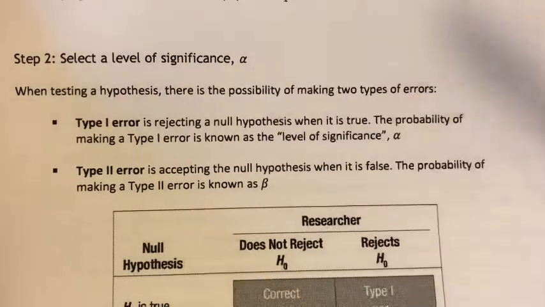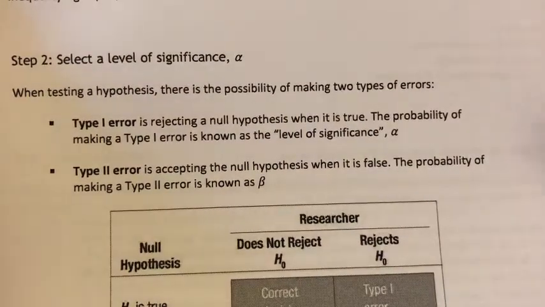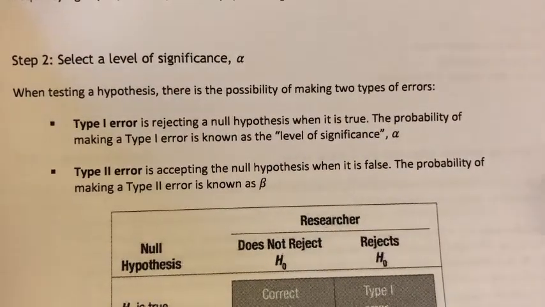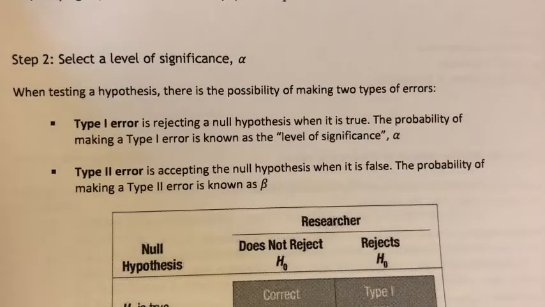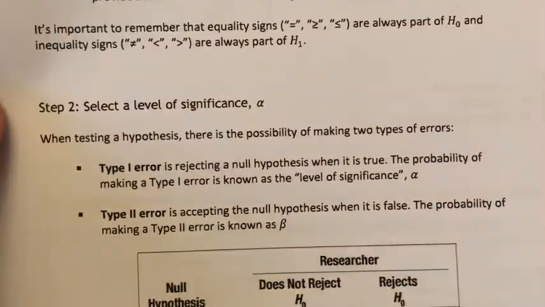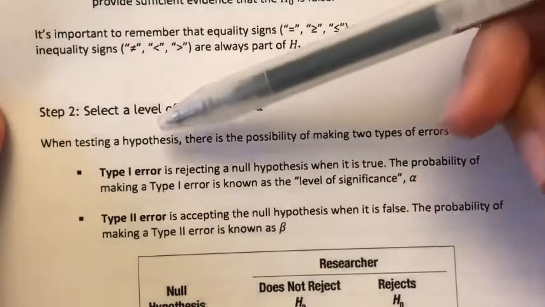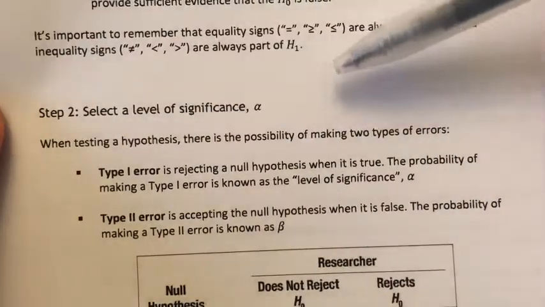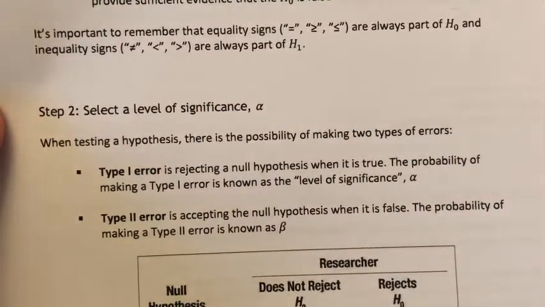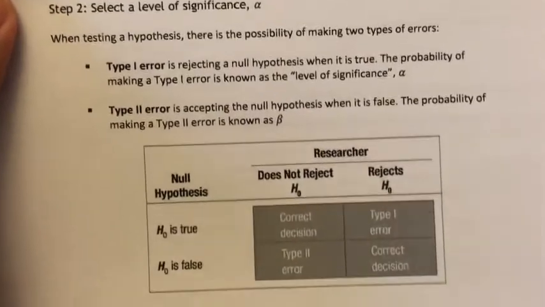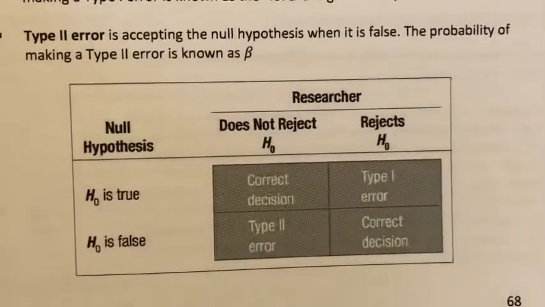What is alpha? It is the level of risk that we take in rejecting a true null hypothesis. Let me try to explain further. When we want to test a hypothesis, there's the possibility of making two types of errors. Now let's look at this table to understand more.